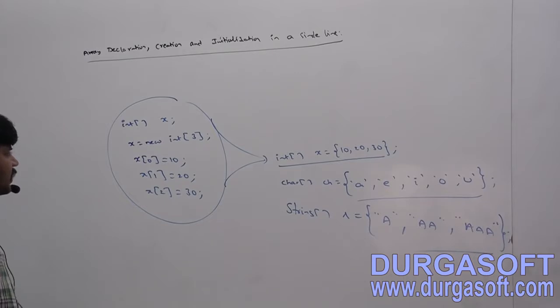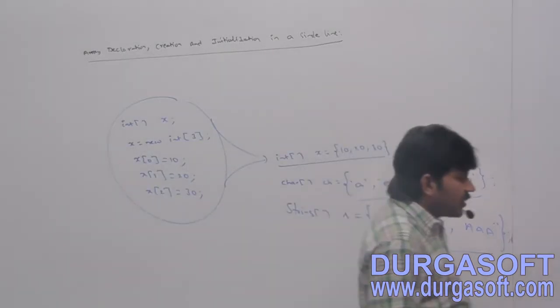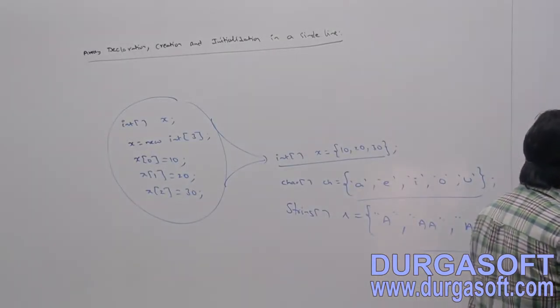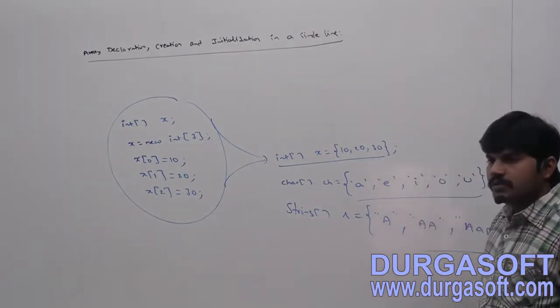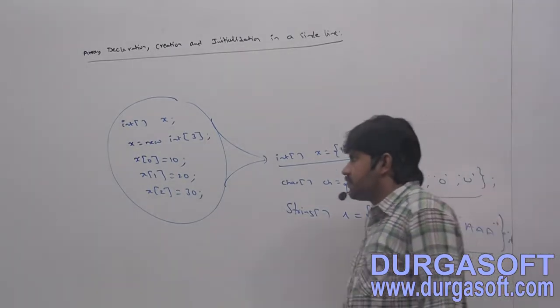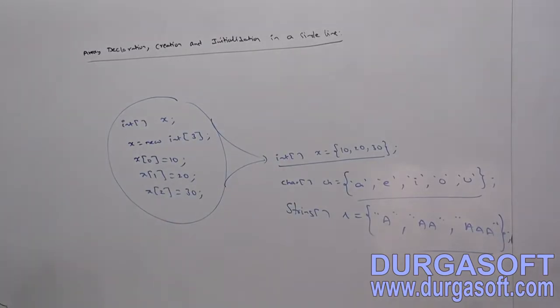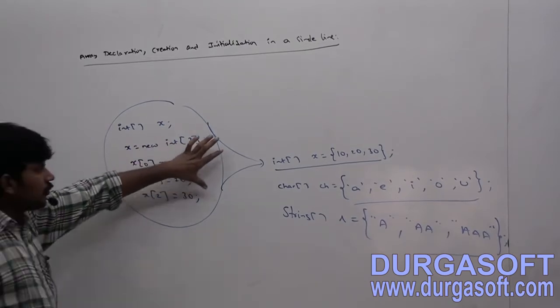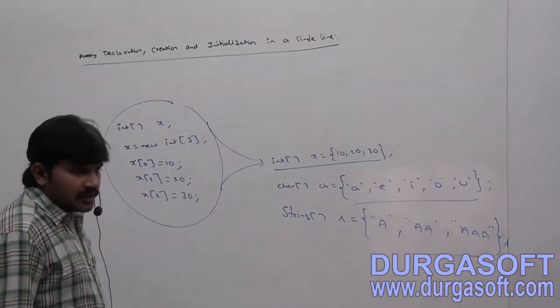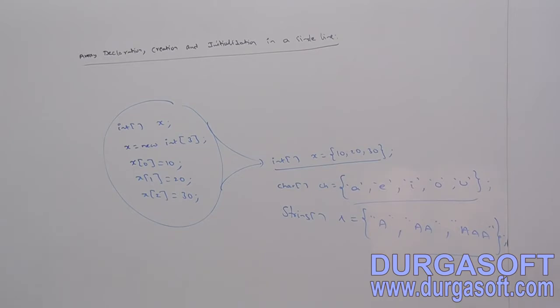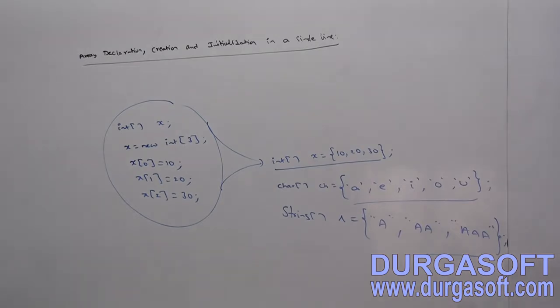Int array x, next x is equal to new int array of 3. X of 0 is equal to 10, x of 1 is equal to 20, x of 2 is equal to 30. You know this total thing. So we can write only one line: int array x is equal to 10, 20, 30.